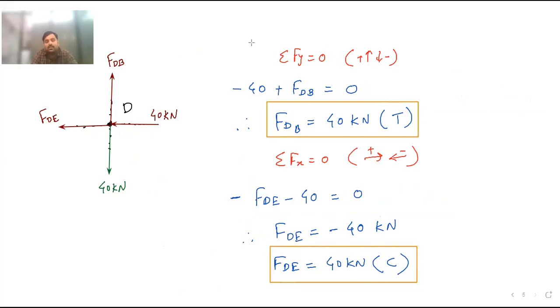Anybody is having any doubt in this? Joint D is very simple. There is no inclined force, inclined load. Did you understand what was done? Yes, sir. Let us solve only this much today. Joint C is solved, joint D is solved. We have solved both the joints.